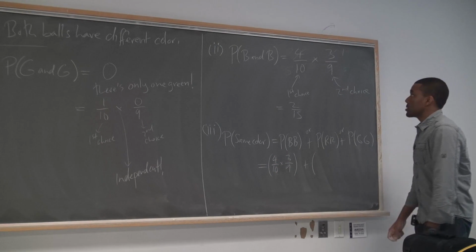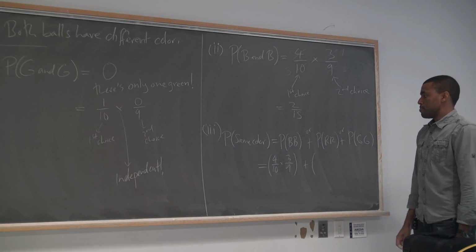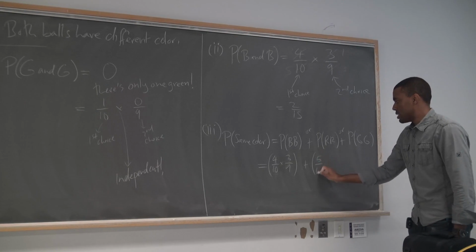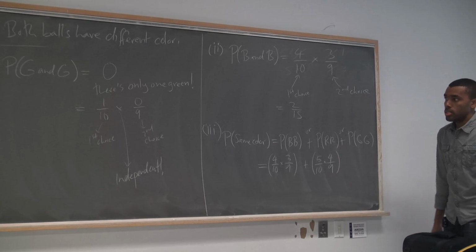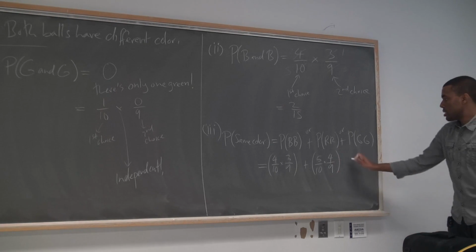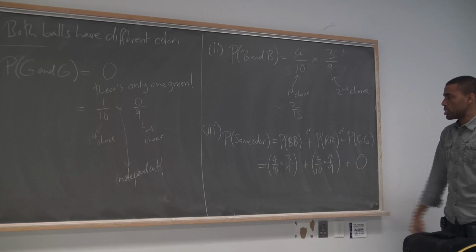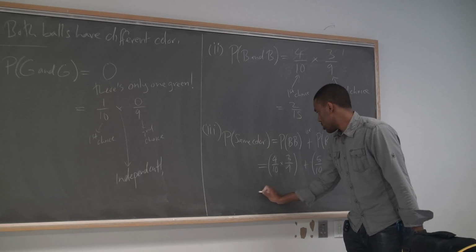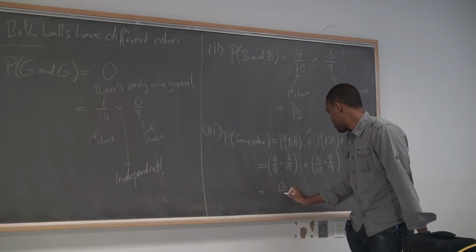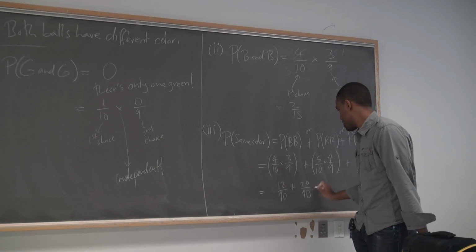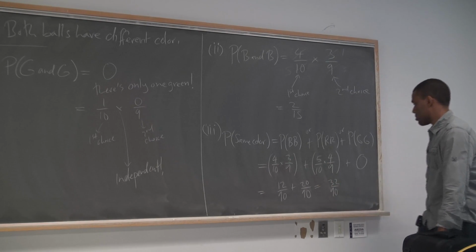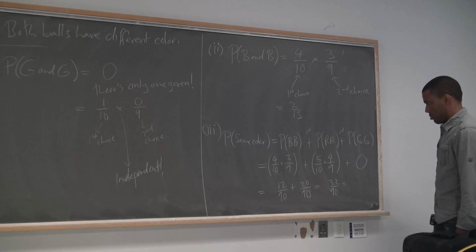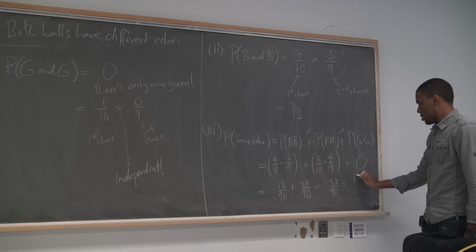Or, how do I get 2 reds? 5 out of 10. There are 5 choices out of 10. Now there are only 9 balls left, and I have 4 out of those that will be red if I threw away the first red. Plus, the probability of 2 greens we already found was 0. And so this is 12 out of 90 plus 20 out of 90. So this is 32 out of 90. So this is 16 over 45.